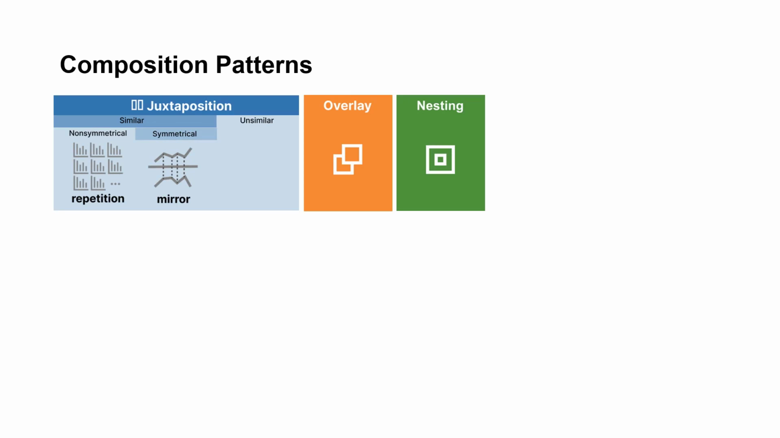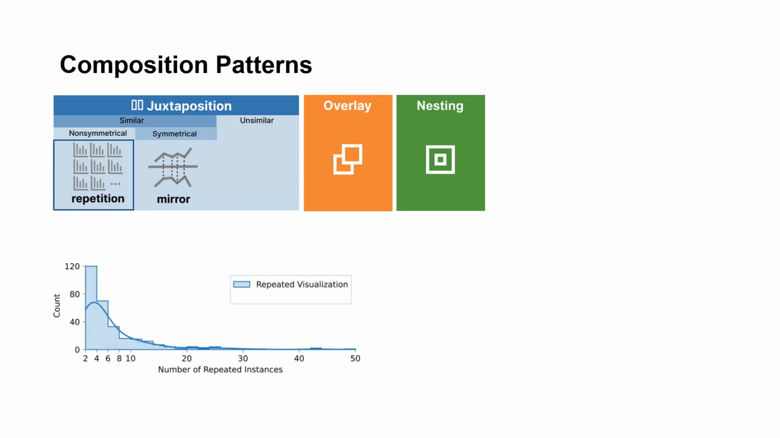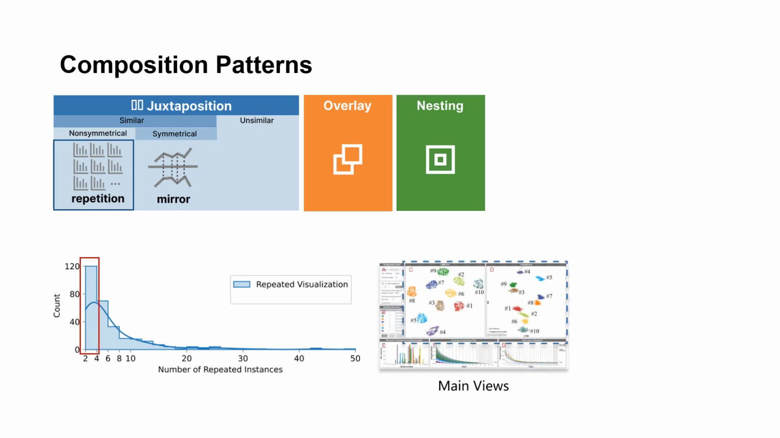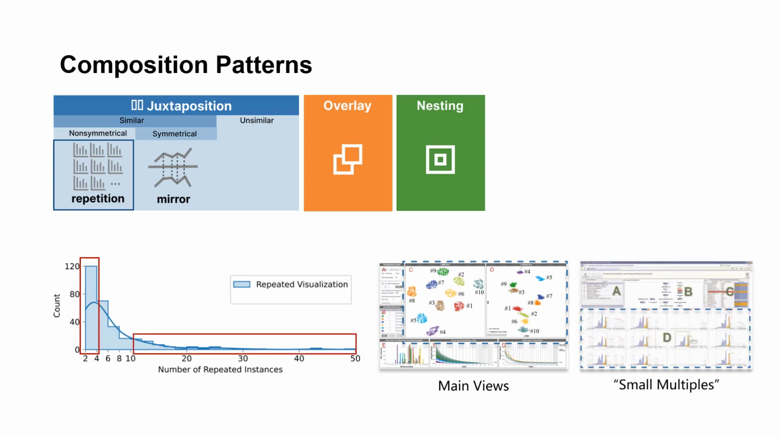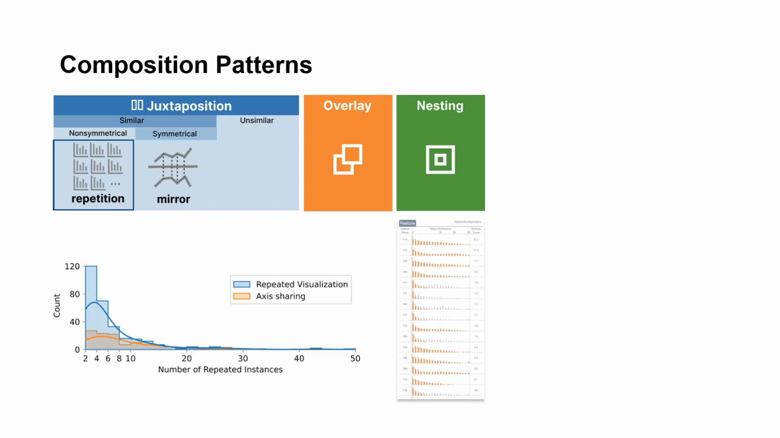For the visualizations of the same component structures, we further divide it into 2 types based on symmetry principles, which are repetition and mirror. Repetition visualization refers to repeatedly enumerating components of the same type. We counted the number of repetitions of these repeated components and found that the repetition number showed a long-tail distribution, with the maximum number exceeding 50. When the repetition number is small, the components are generally used as the main view of the system. When the repetition number is large, the visualization is generally used as a small multiple to support users to quickly browse a large number of data items.